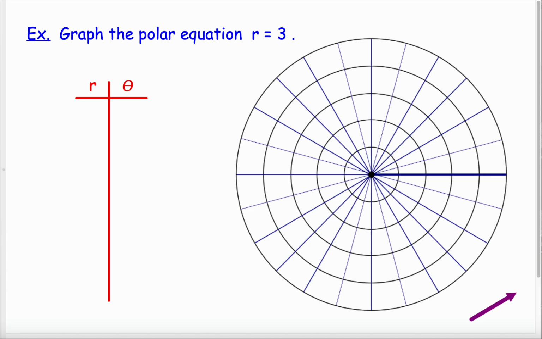So let's start with a really simple equation. How about the equation r equals 3? Pretty simple equation. It doesn't even have a theta involved in it. So let's backtrack for a second.